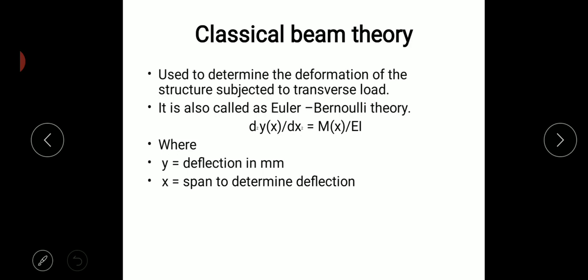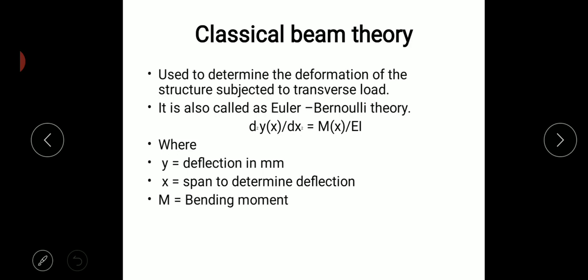Suppose I have a simply supported beam of span 5 meters subjected to a center concentrated load. I want to determine the deflection at a point 4 meters from the left support. So that point, 4 meters, is called the x distance. The x distance is nothing but the distance at which I need to determine the deflection value.